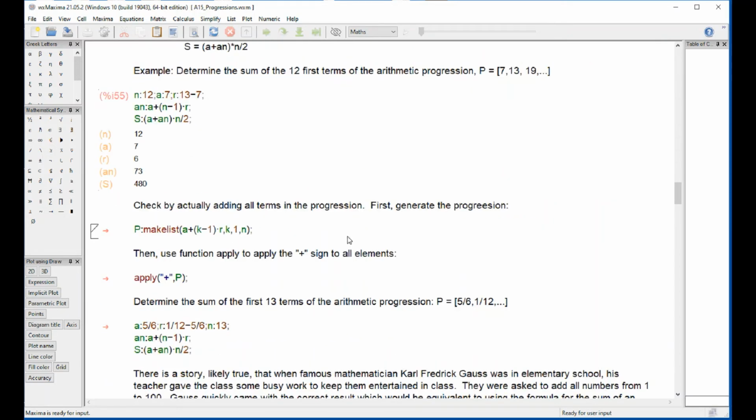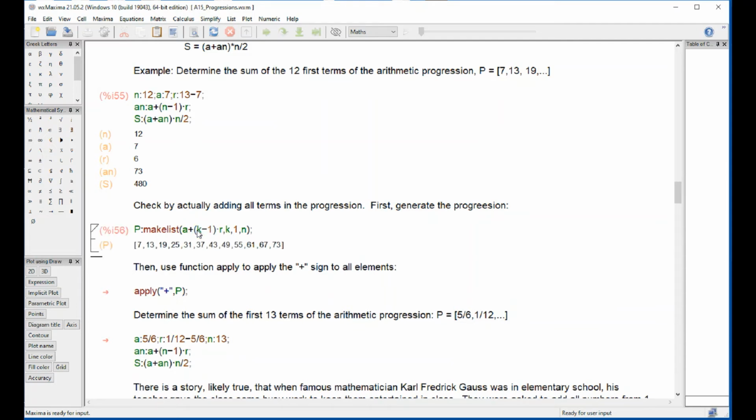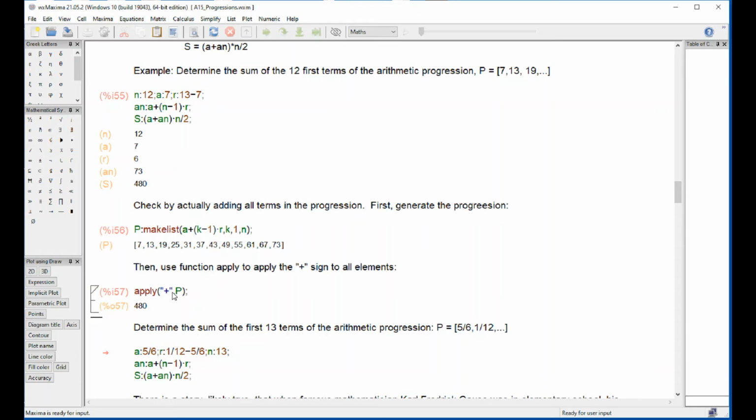Check by actually adding the terms of the progression. Well, first, we're going to do the make list for all the terms, and then we're going to use this command from Maxima that's going to apply to every term in P the plus sign. In other words, going to calculate the sum of all those terms equal to 480, which is precisely what we found over here.